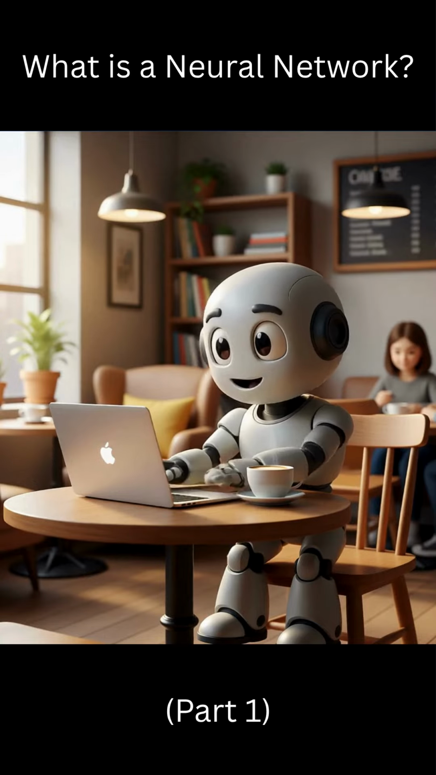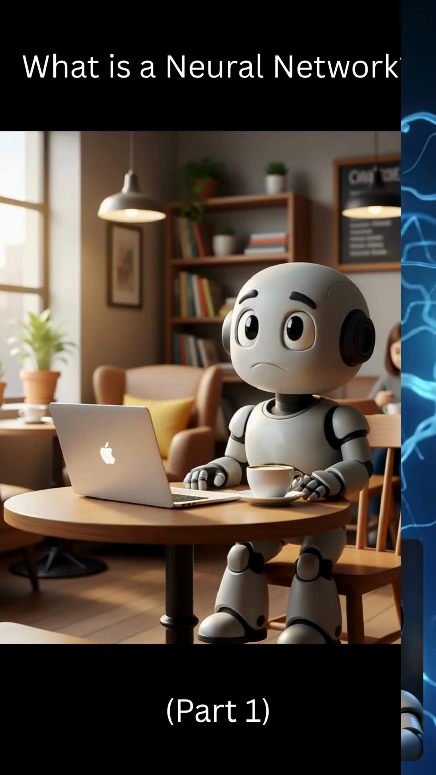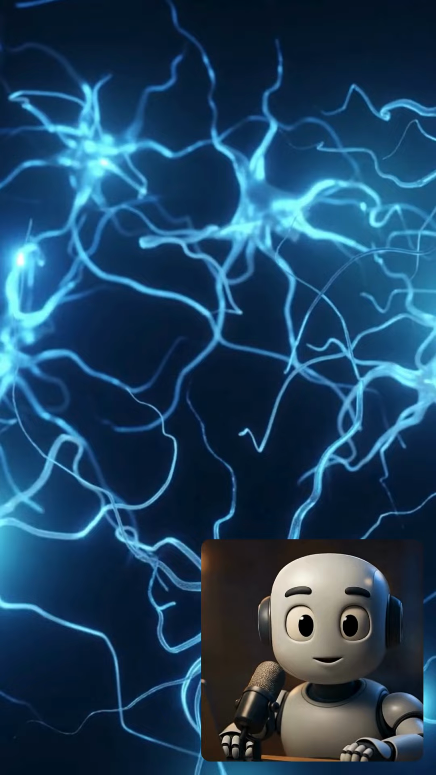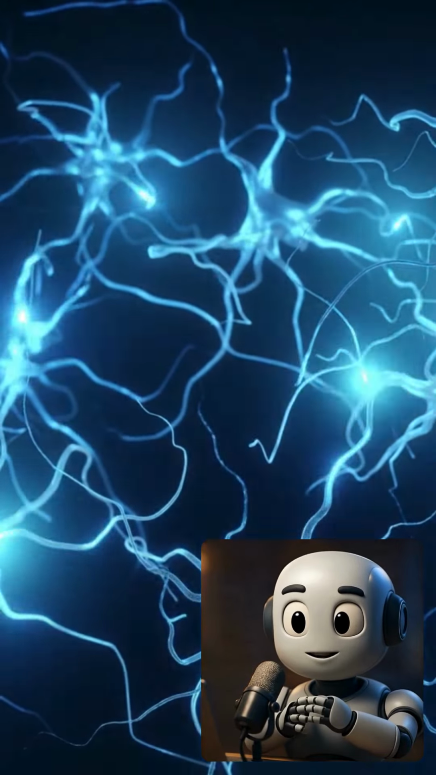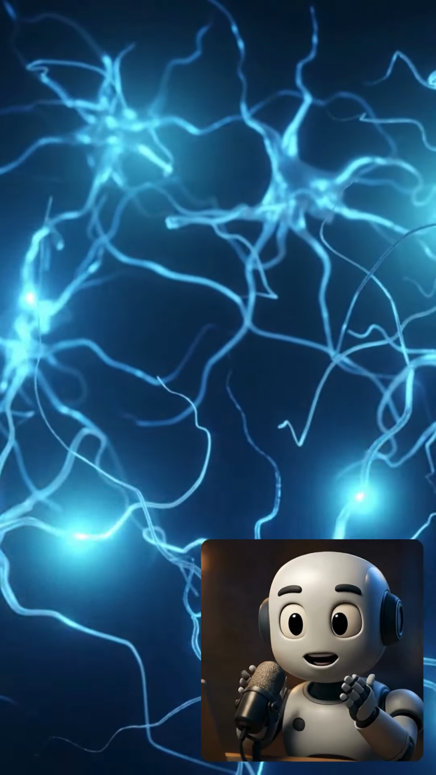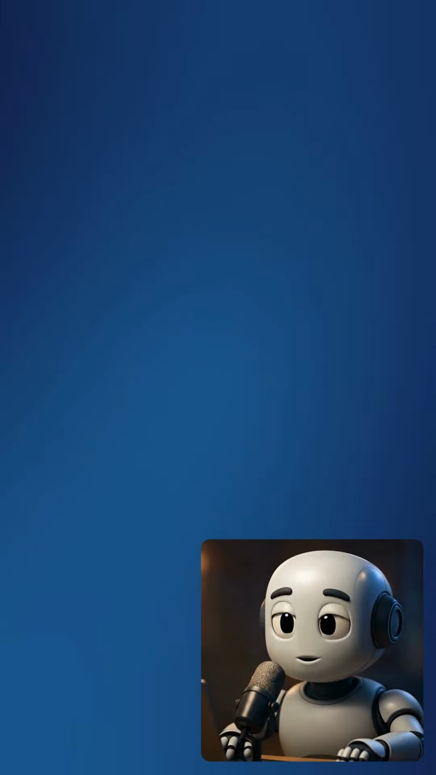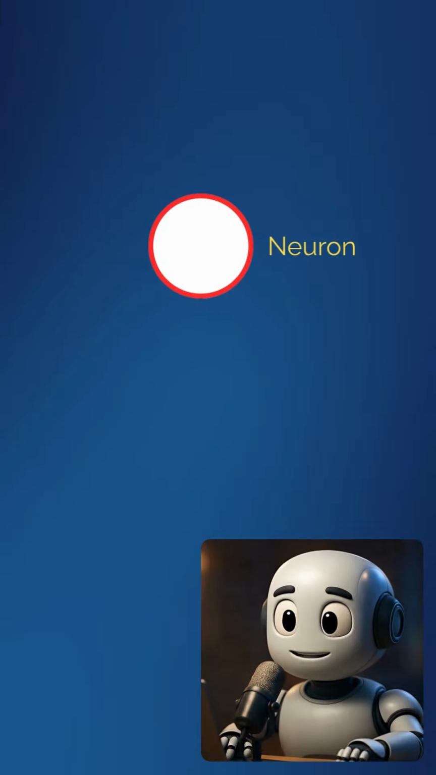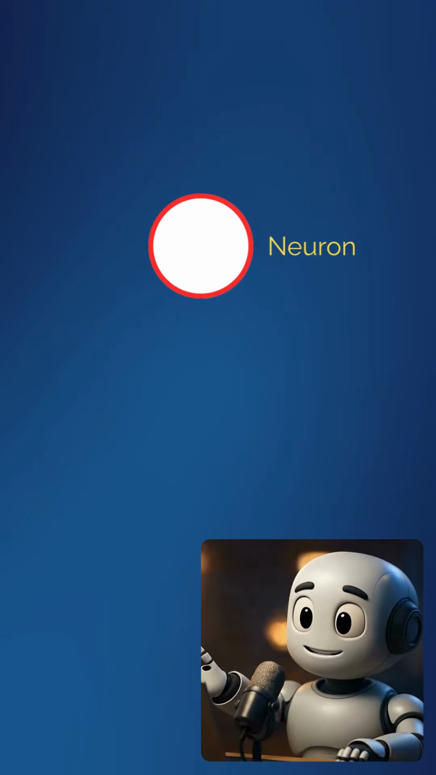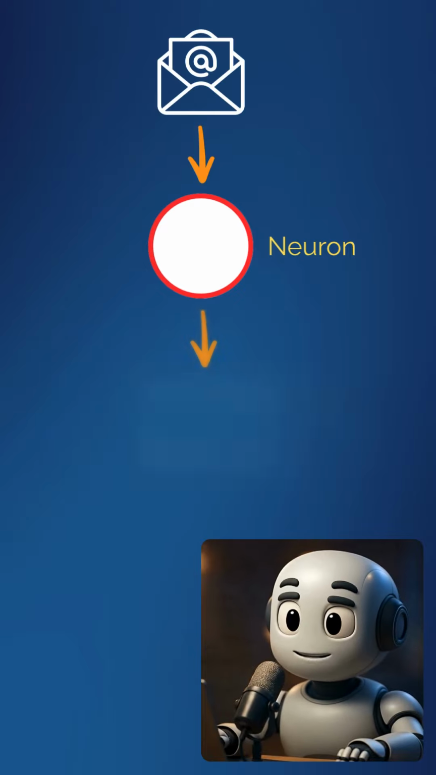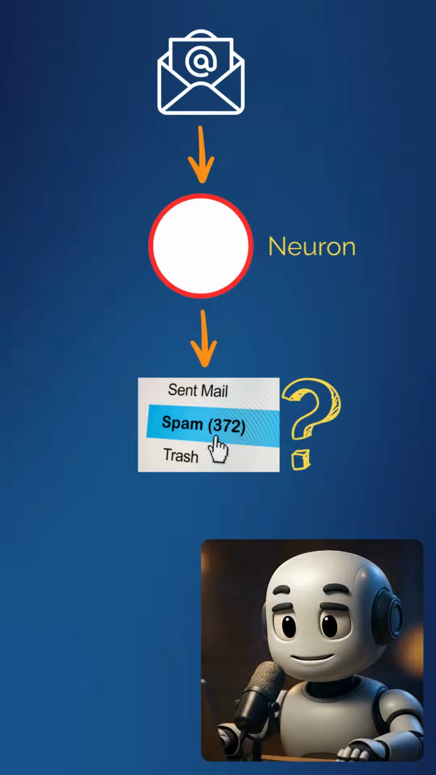What is a neural network, and what do they do? Inspired by neurons in the brain, a neuron receives some input, and it fires if the inputs are active enough. The simplest neural network is just one single neuron, also called a perceptron, and let's use this to build a really simple email spam detector.